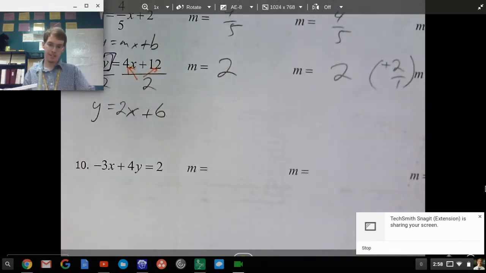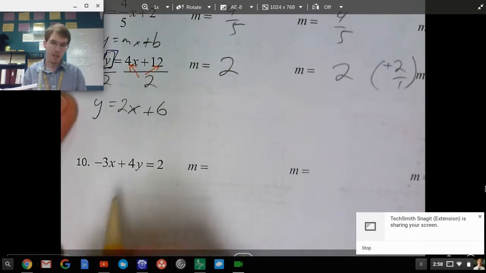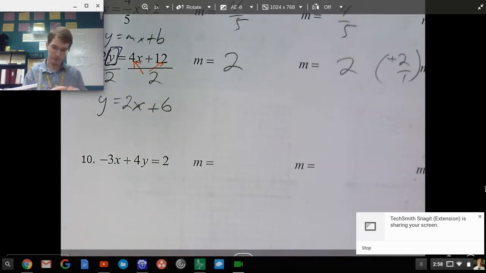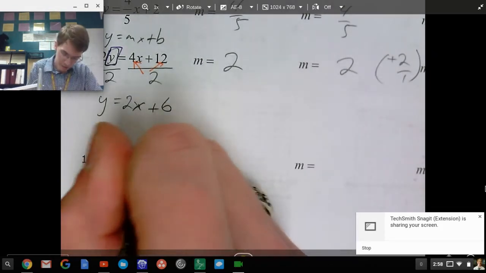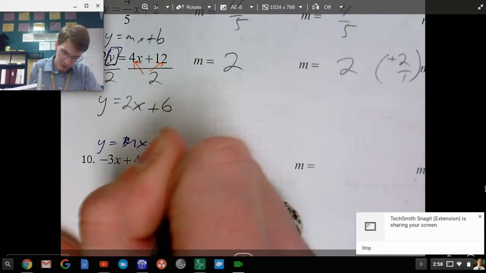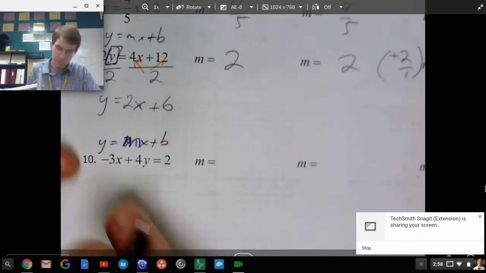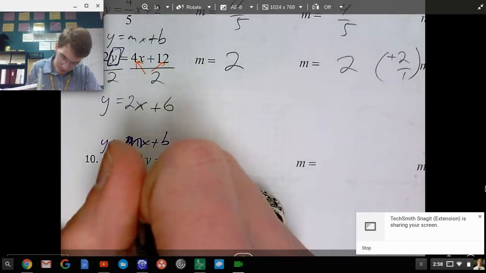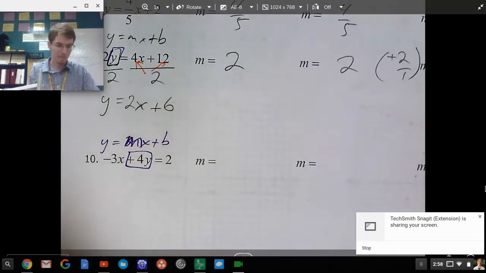Right, number 10, last of this kind, I believe. Here we want y by itself again. Okay, well, it's not really even close to having y by itself, but we don't want to quit. y equals mx plus b. So we want y by itself. So I'm going to box in that 4y right there.